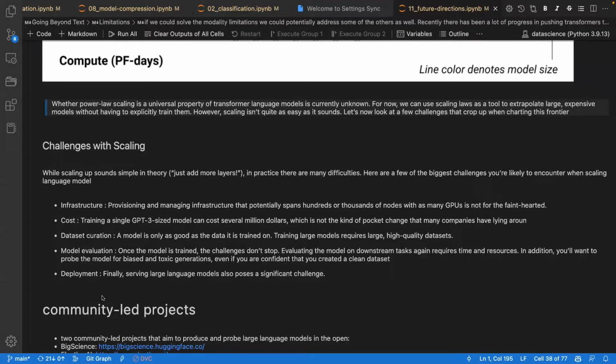Yeah, so on data set creation, they talk about how language models require large, high quality data sets. But it turns out that in the real world, when you scrape data from the internet, it may contain toxic content. So one needs to make a very good effort to see that the data does not contain this kind of toxic content. This is really challenging.